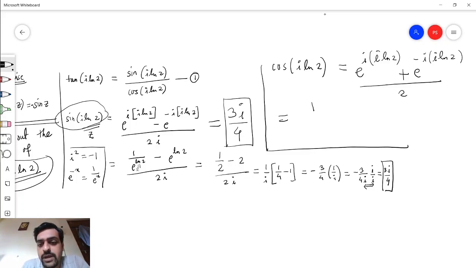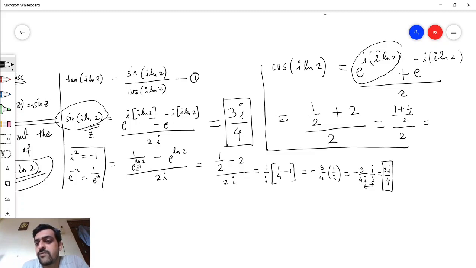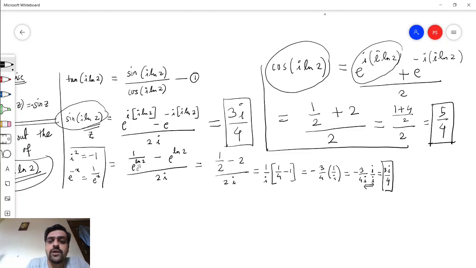So we will have a 1 by 2 here plus we will have a 2 here, and whole divided by 2. So this is just 1 by 2 plus 2, which is 1 plus 4 by 2, and whole divided by 2, which gives us 5 divided by 4. Now we have an expression for cos of i log 2 along with sine of i log 2.